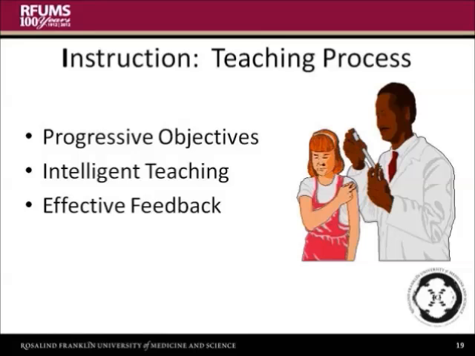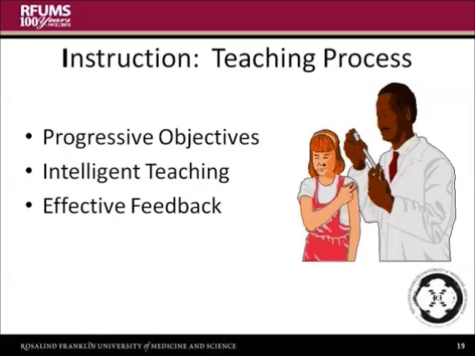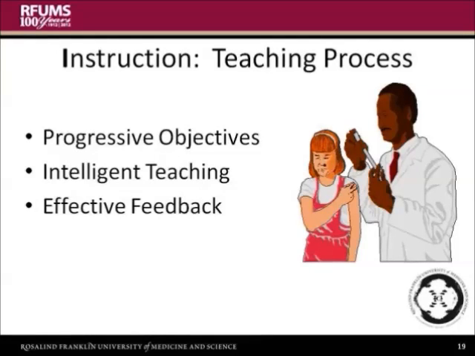So instruction is a process, and it takes time. And I'd like you to think of the objectives as being progressive, that they will change and they will progress as you spend time with the student, as the instruction process progresses. We're going to talk about some tips on that intelligent teaching, so that time factor and how you actually make some of this happen without spending your whole night finishing the work you didn't get done on the day. And really talk about feedback and how do you do that effectively.